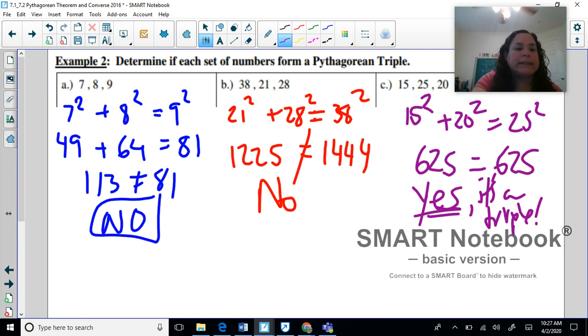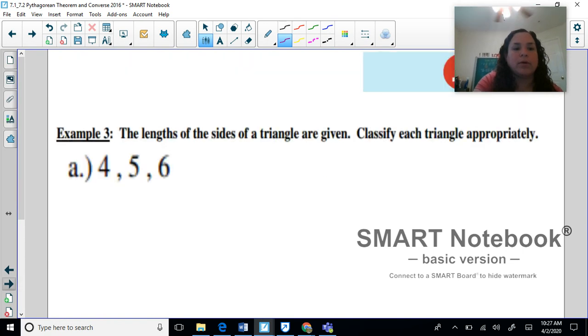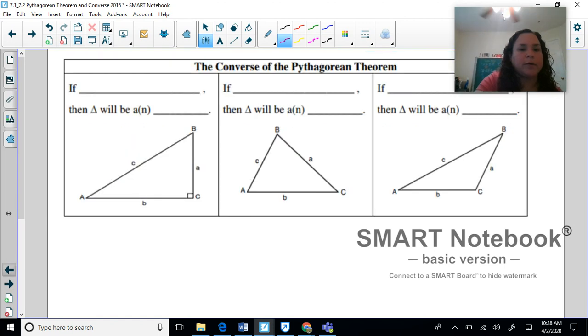We can also be asked to look for the lengths of sides of a triangle when you're given a set of numbers, and then classify the triangle appropriately. So what does that mean? Let's go back over here.